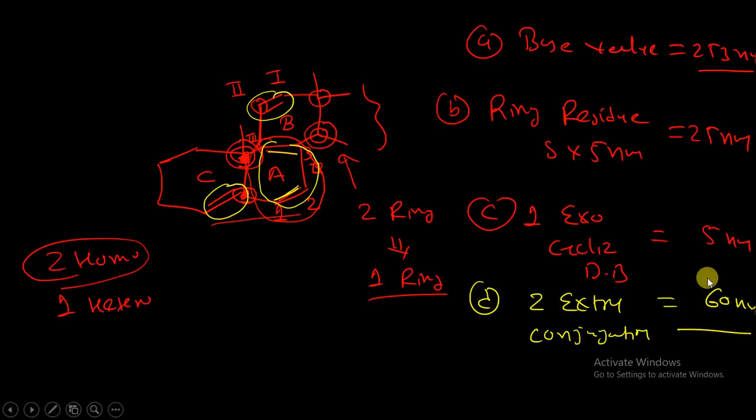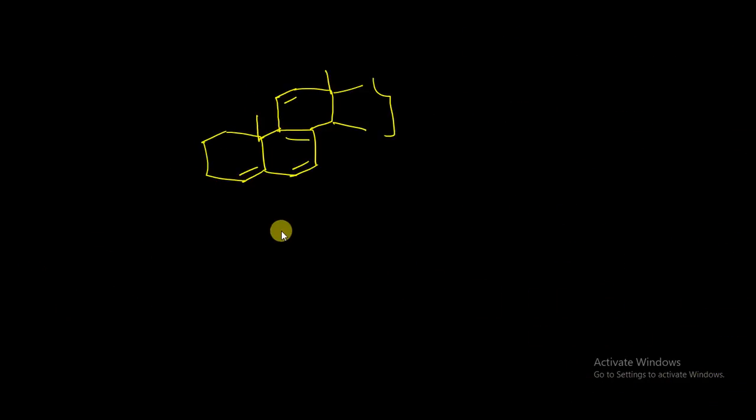So 253 plus 25 plus 5 is 30, 30 plus 60 is 90, 90 plus 253, so there will be 343 nanometer for this as lambda maximum. So lambda maximum will be 343 nanometer.